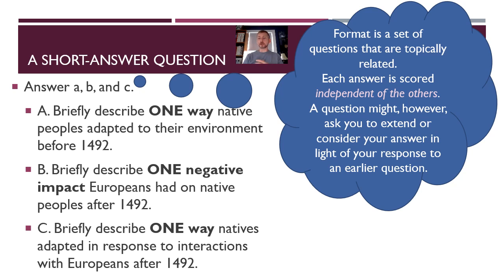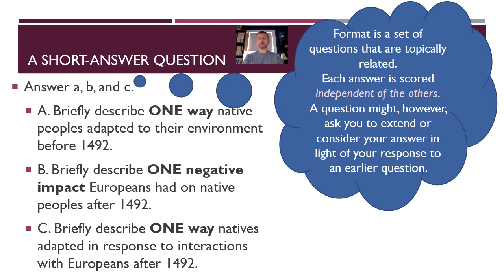Please note they are scored independently of each other. So what you answer in A has to be the answer for A. What you answer in B is going to be scored without considering what you wrote in A necessarily. So you can get the answer correct in A and miss it in B. It's important to note every answer needs to be a direct response to that particular question.